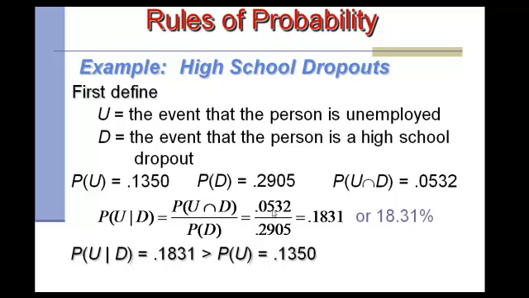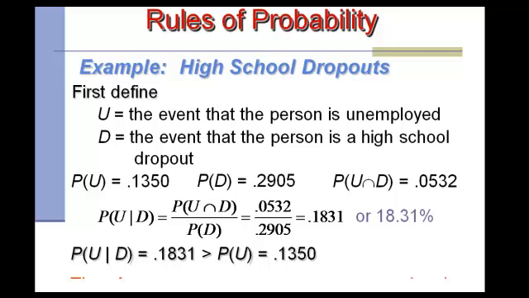So 0.0532 divided by 0.2905, and we get a probability of 0.1830, or 18.31%, which means that given a person is a dropout, the probability that they are unemployed is 18.31%. And if you notice, the probability of being just unemployed was 0.1350.